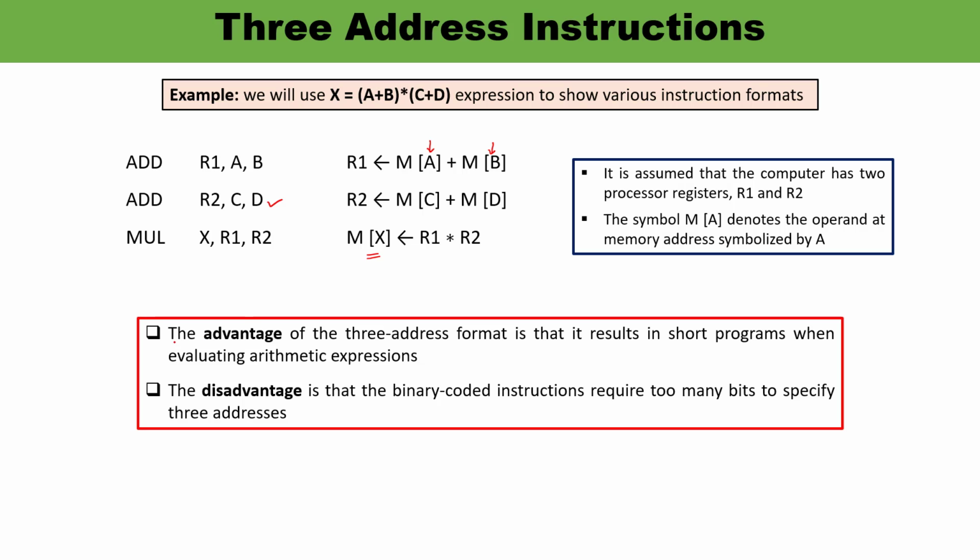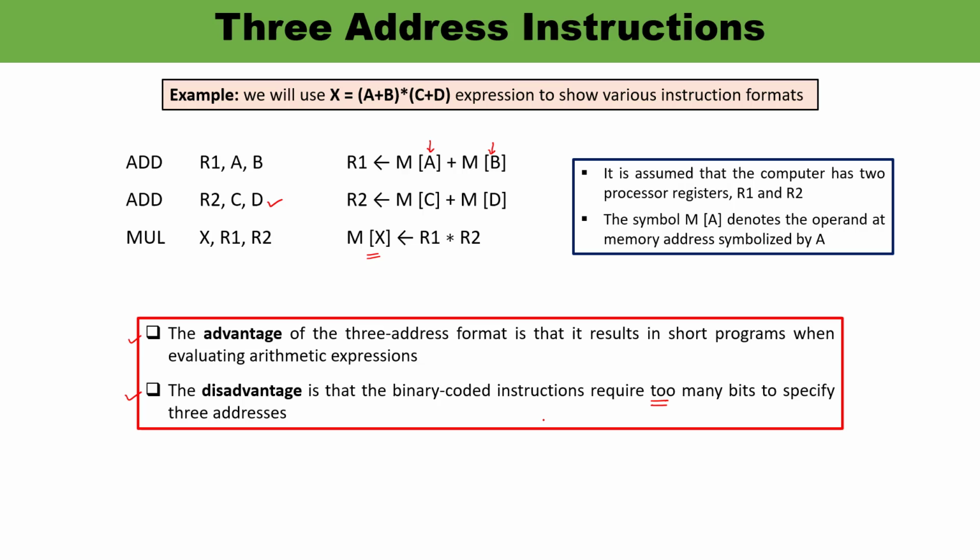The advantage of the three address format is that it results in short programs when we evaluate arithmetic expressions, but there is a disadvantage also. The disadvantage is that binary coded instructions require too many bits to specify three addresses.